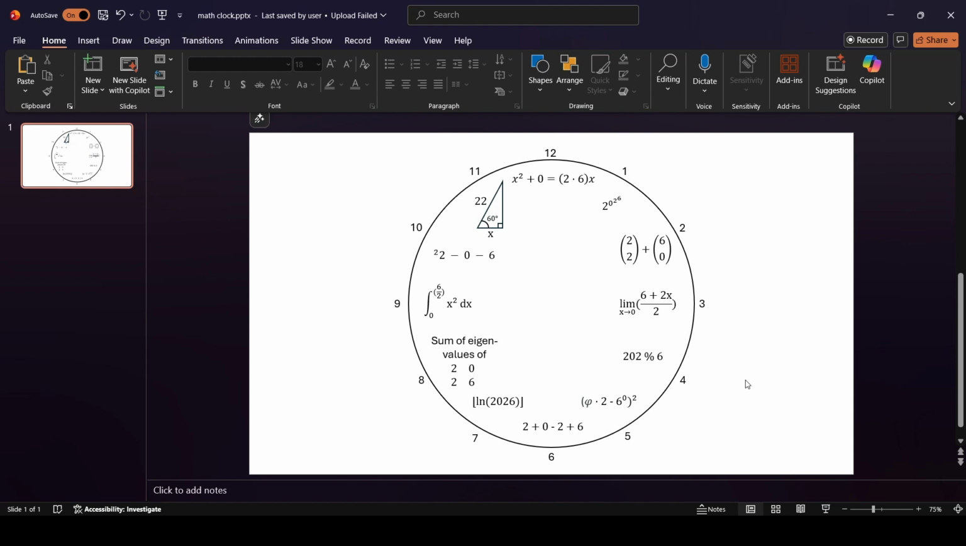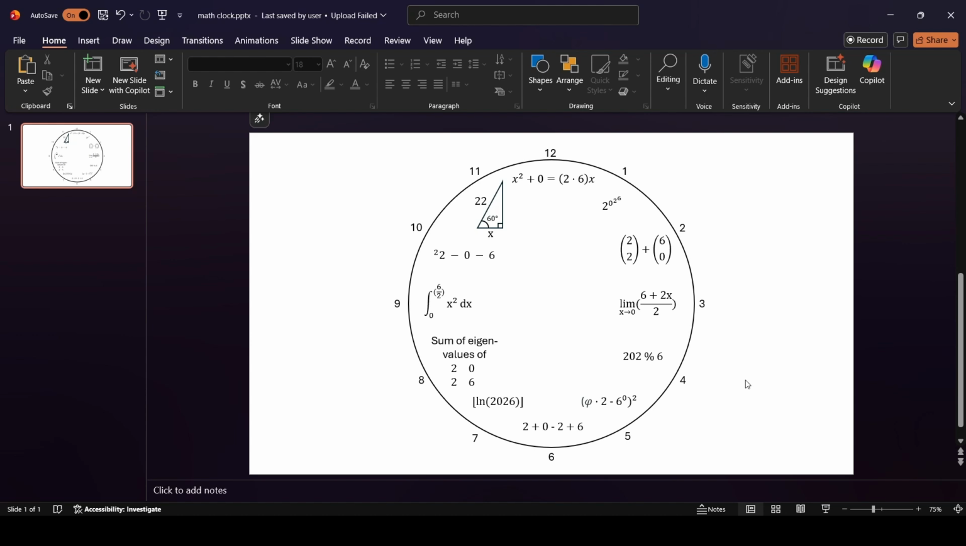For 11, I wanted to do at least one geometry construction, and so I made this triangle, which I believe should be to scale. That angle should actually be 60 degrees. And if you want to calculate the side length there, you can use the fact that the cosine of 60 degrees is equal to the ratio of the adjacent side to the hypotenuse. So cosine of 60 is 1/2, and so 1/2 is the ratio of x to 22, which means that x is 11.